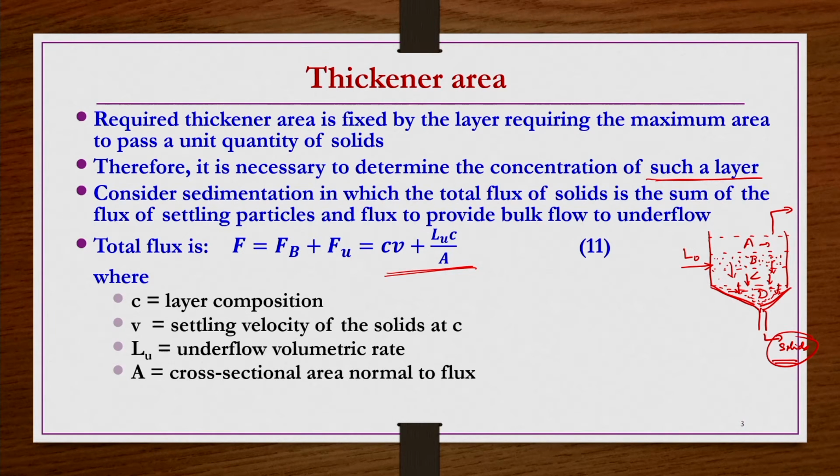We already understood the settling velocity of the particles is a function of the concentration of the solids. Okay. So, Lu is the underflow volumetric rate, whatever the volumetric rate that you are taking through the D zone, the solid sludge that you are taking out through this bottom zone, D zone, that is Lu. Okay. And then A is the cross sectional area normal to the flux.